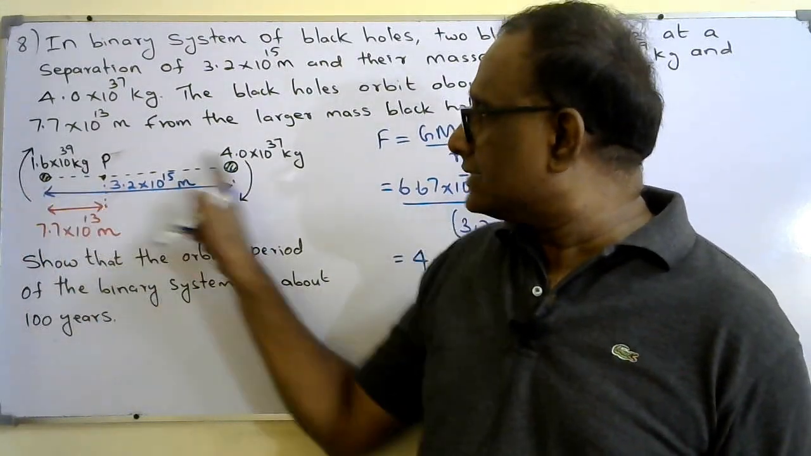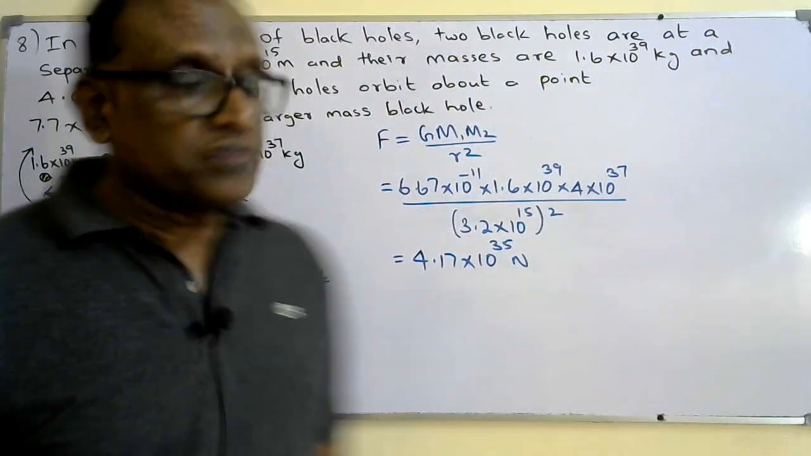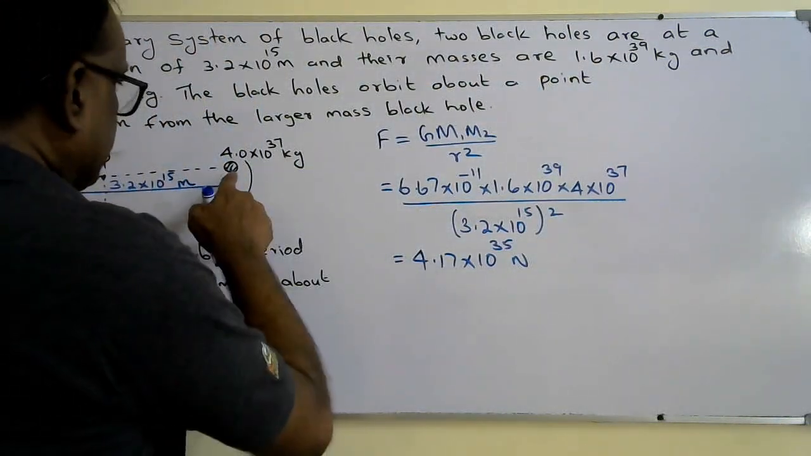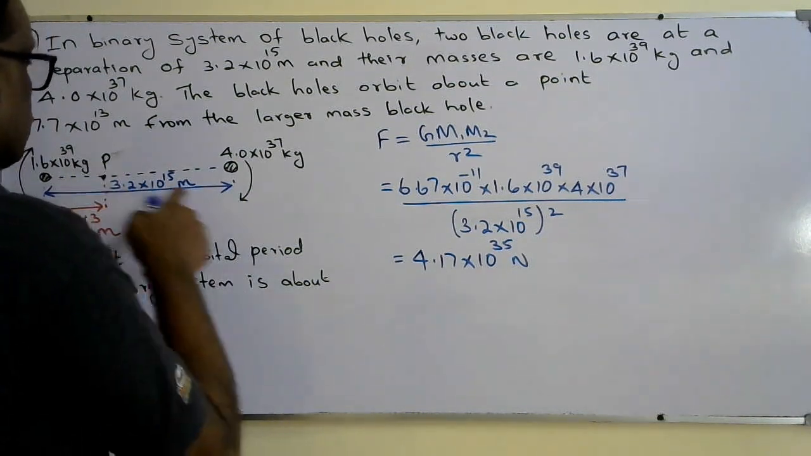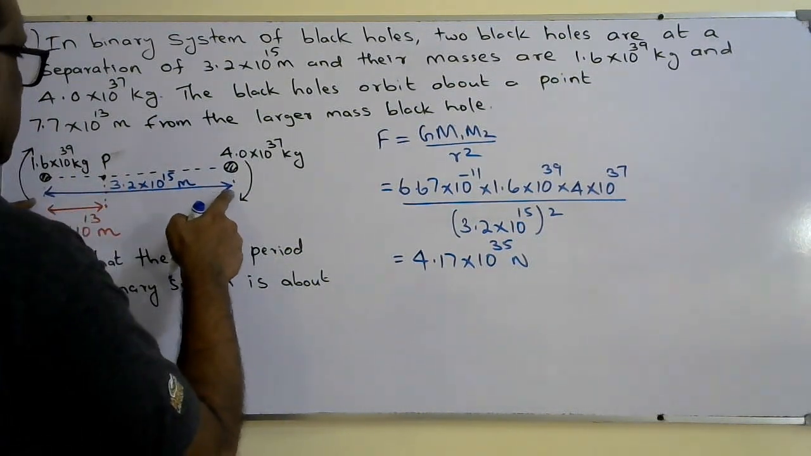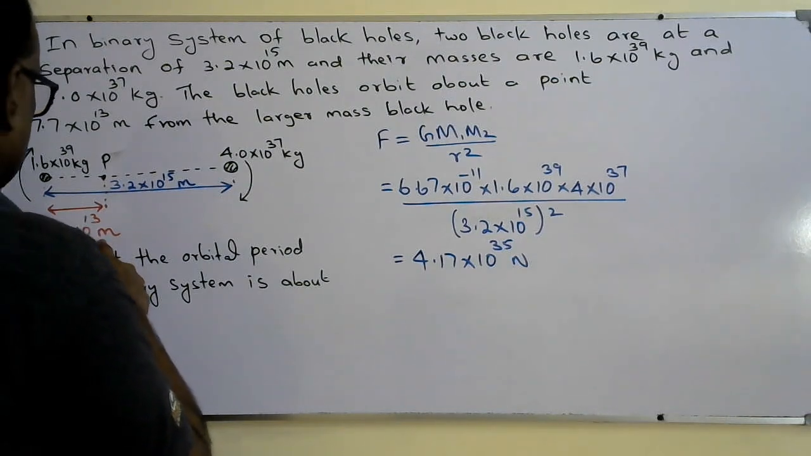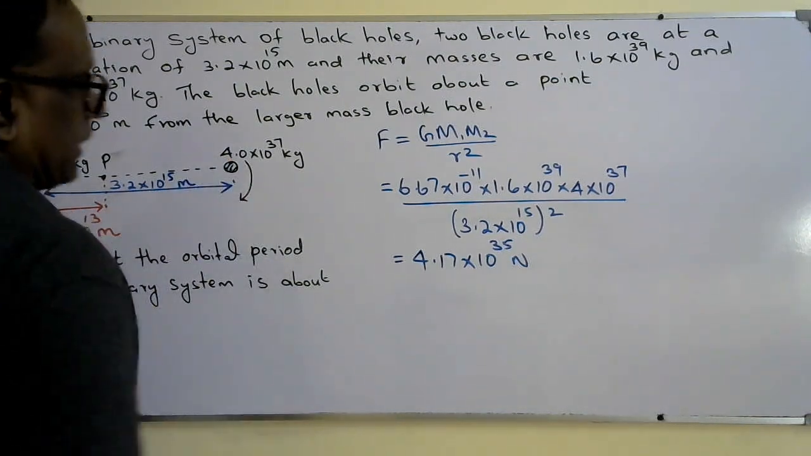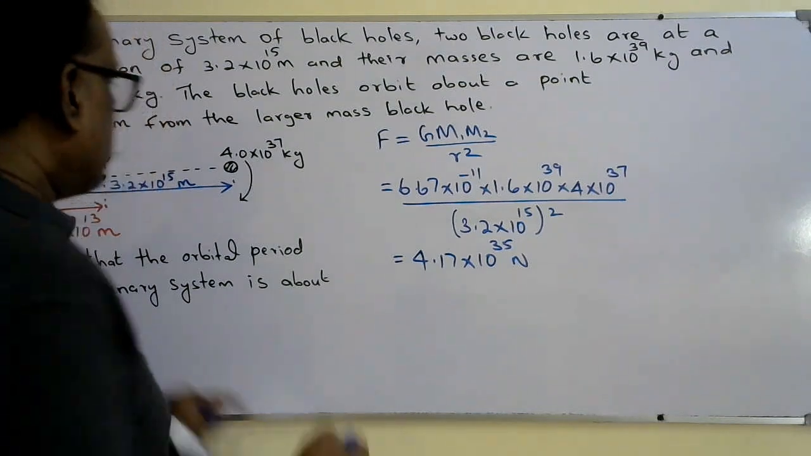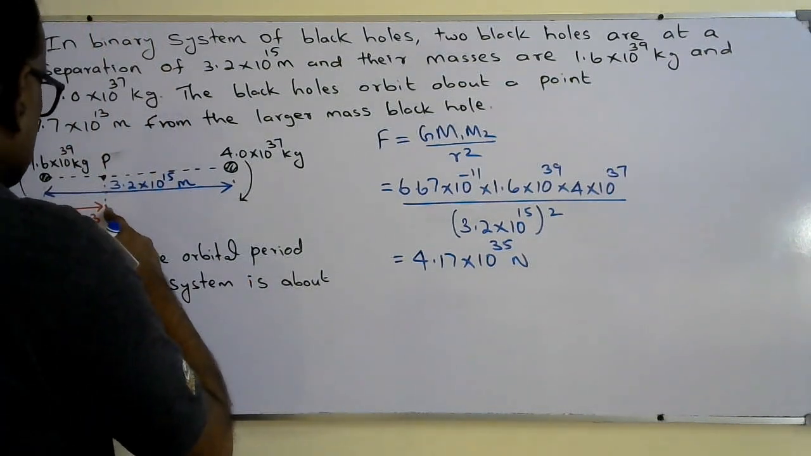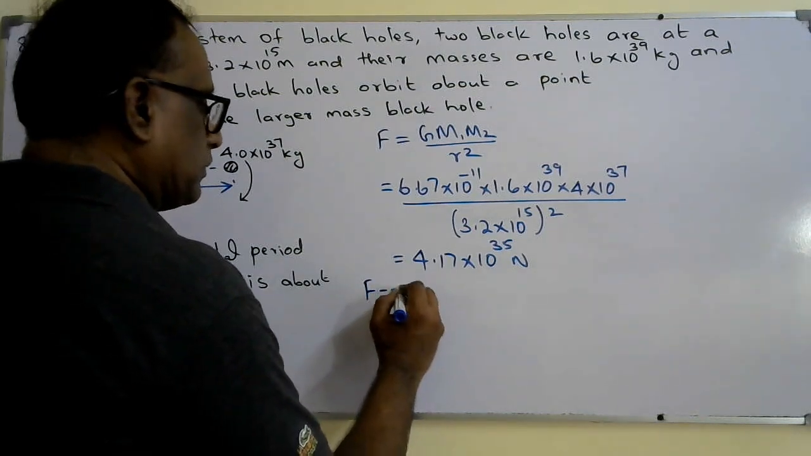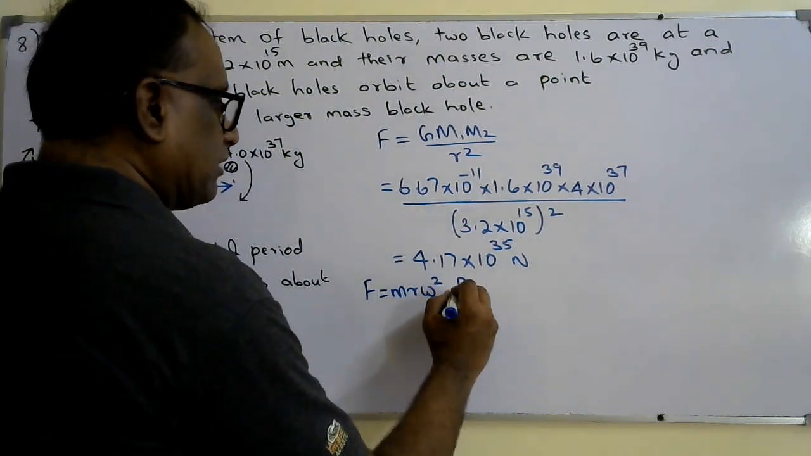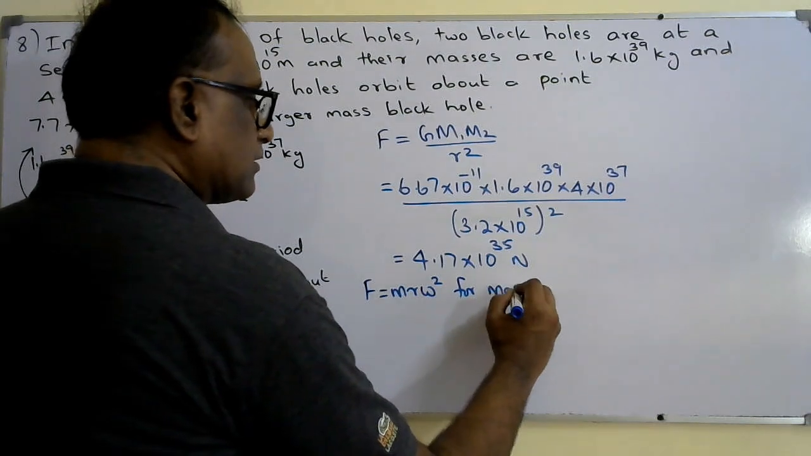If you want, you can use F equals m r omega squared for this one. Then you have to use the distance of this one from P. So you have to subtract 7.7 × 10^13 from 3.2 × 10^15, and you will get this one. But anyway, that also you can do, but since I know this distance, I will use it for the massive black hole. So F equals m r omega squared for the massive black hole.